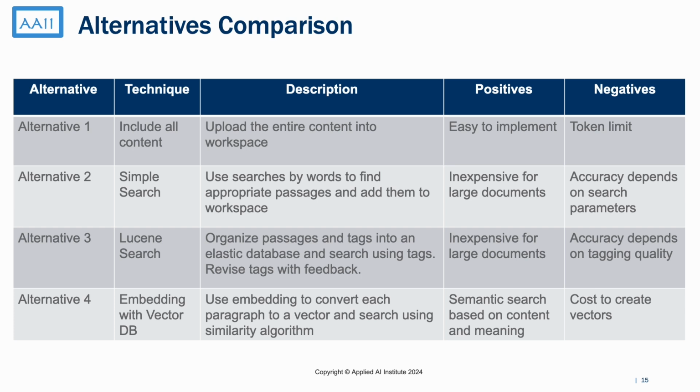The third method is the Lucene search, which is gaining popularity in topics like GitHub Pilot or GitHub Copilot. It is based on using an elastic database for text searches. Finally, we have embedding with a vector database. Today, we will focus on how we can leverage this embedding and vector database to accurately retrieve responses tailored to your specific documents.